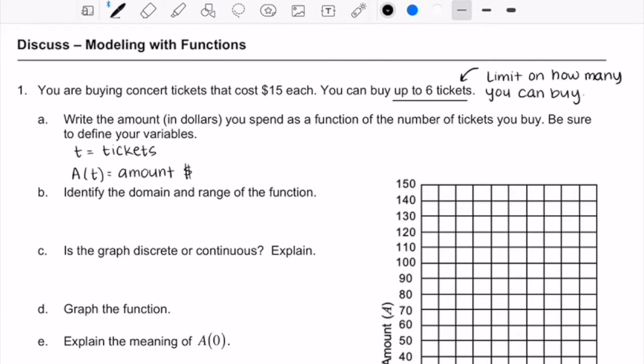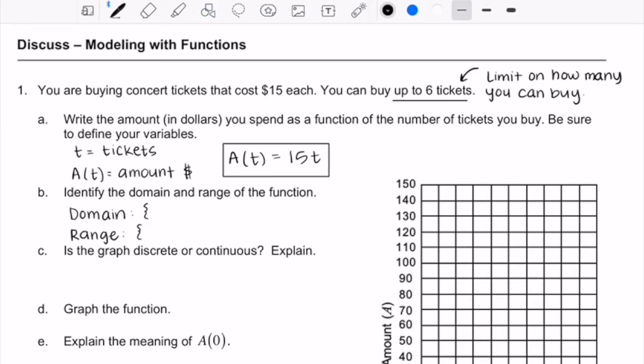So let's have T stand for ticket, and then we'll have A of T stand for the amount of money that you spend on those tickets. Tickets cost $15 each, so our function here would be A of T is equal to 15T. So $15 times the number of tickets that you buy would give you the total amount that you're spending on tickets.